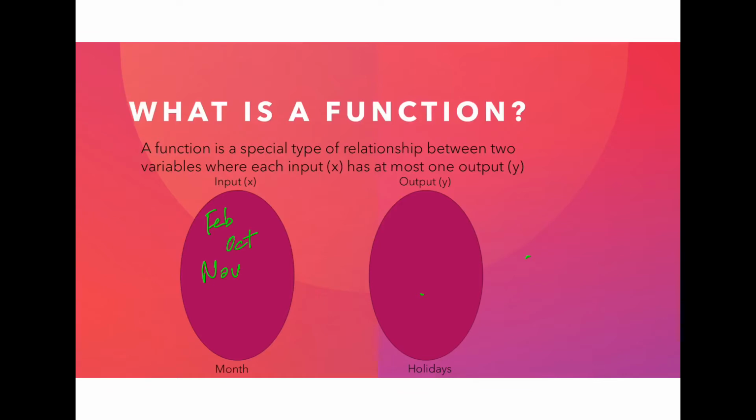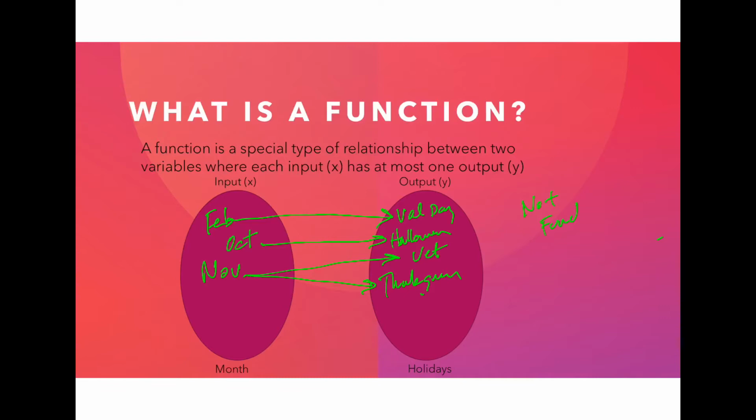And we have Valentine's Day, Halloween, Veterans Day, and Thanksgiving. Now in this case, February goes to Valentine's Day, October goes to Halloween, November goes to Veterans Day and to Thanksgiving. Here's an example where we do not have a function relationship.